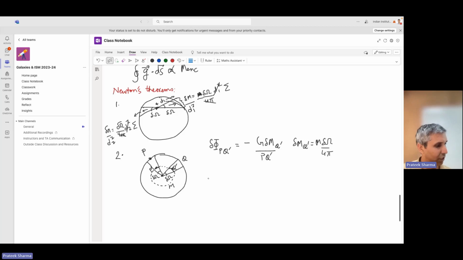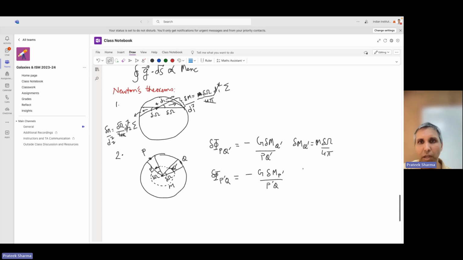Similarly, we can calculate the potential at P prime due to this mass here at Q. And we consider the same amount of mass spread over this bigger shell. So that's nothing but minus G delta m P prime by P prime Q. But P prime Q and PQ prime are equal. These distances are equal by symmetry.